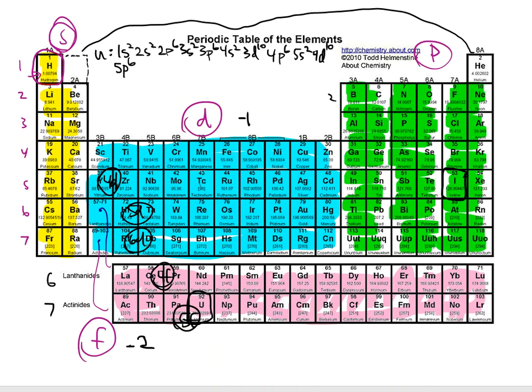I'm now in the 6th period, so I'm going to write a 6. I start off in the S block with cesium. So there's S, and there's 2 of them there, cesium and barium, so 6S2. Now notice number 57 is blank, and number 57 says, whoa, whoa, whoa, you go down here to the bottom.